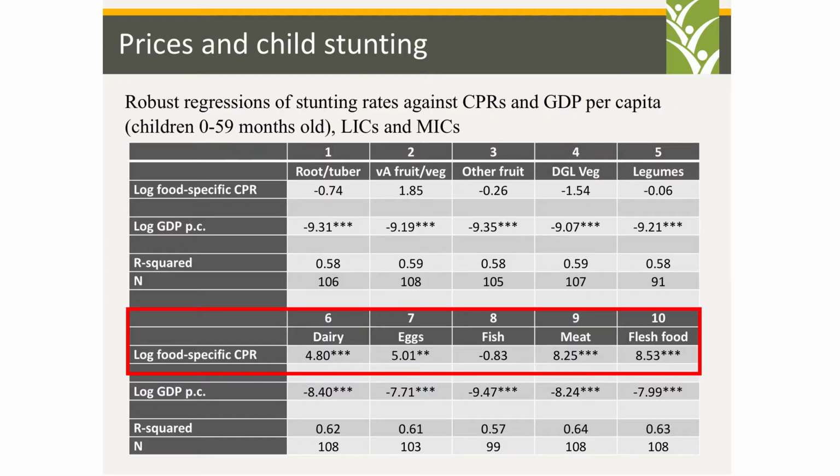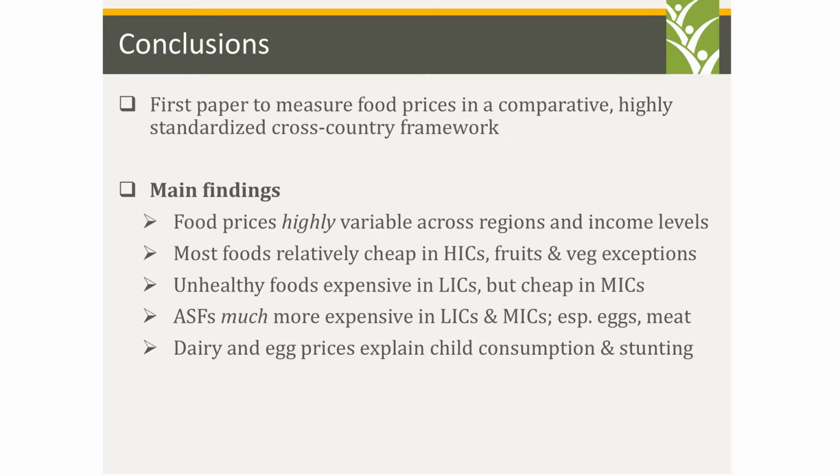We then looked at stunting, and same kind of story. Higher prices of dairy and eggs predict higher stunting rates, even controlling for GDP per capita. So conclusions, this is the first paper to measure food prices in a comparative, highly standardized cross-country framework. The main findings, food prices are highly variable across countries and regions, but especially for those perishable foods. Most foods are relatively cheap in high-income countries compared to cereals, but there are some exceptions for fruits and vegetables.